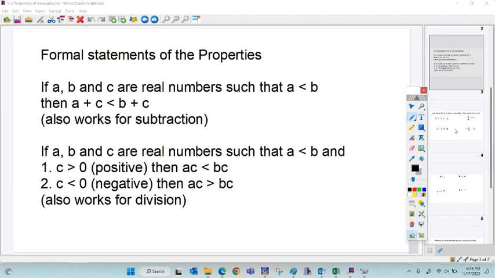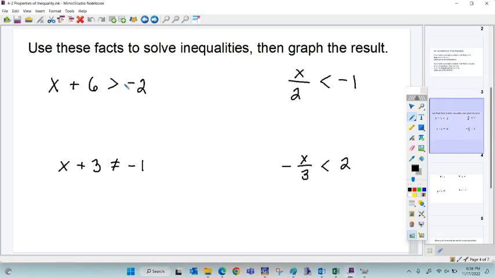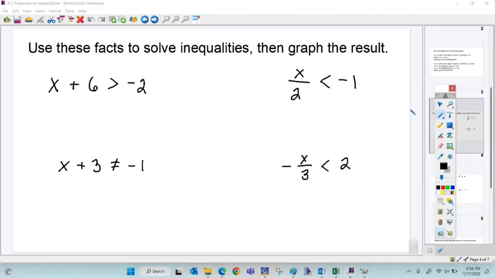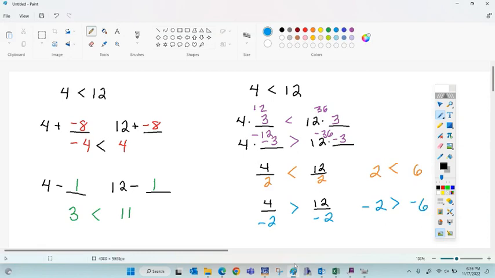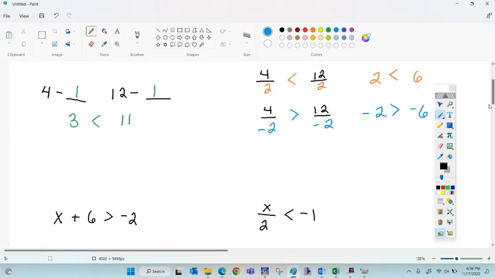So what it's used for is to be able to solve problems like this, okay? Just like we were using the rules for equations, when you're figuring out how to simplify these, pretend they're equal signs, but then just watch out for if you had to multiply or divide by a negative. So what do we mean by that?